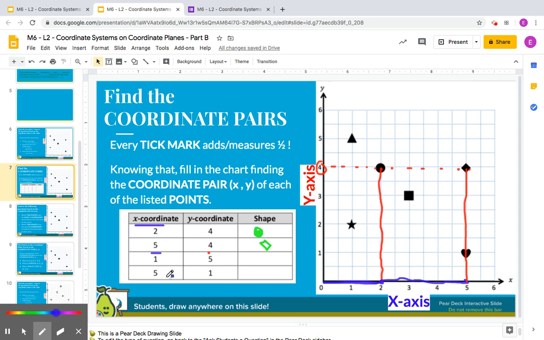Okay, let's keep going. We have an x-coordinate of 1. Go over, I found 1. Now I have to go up 5. 1.5, 2, 2.5, 3, 3.5, 4, 4.5, 5. Every tick mark I passed was 1/2. So I was trying to help keep track so I could find y equals 5. So the shape that is 1 over, 5 up is a triangle.